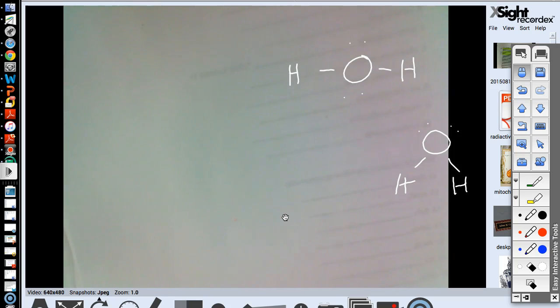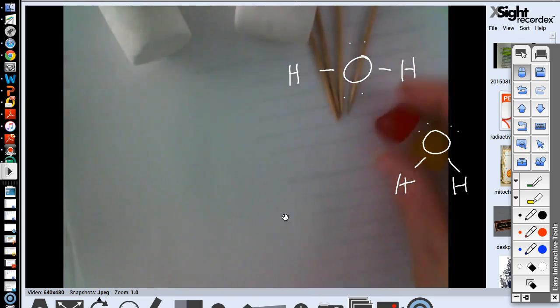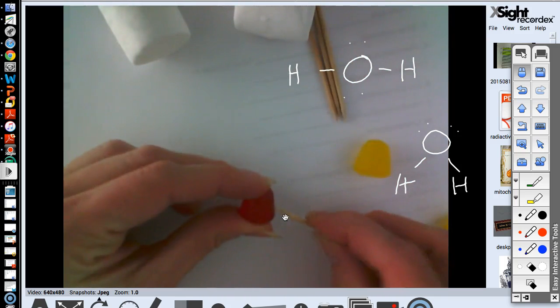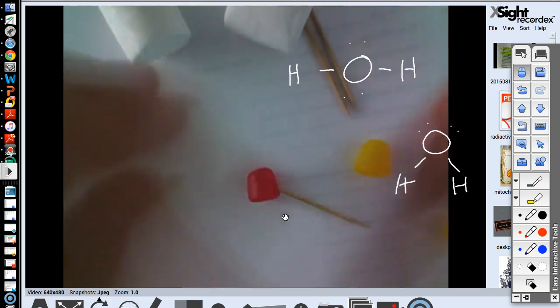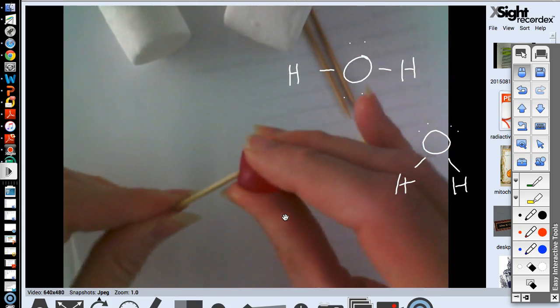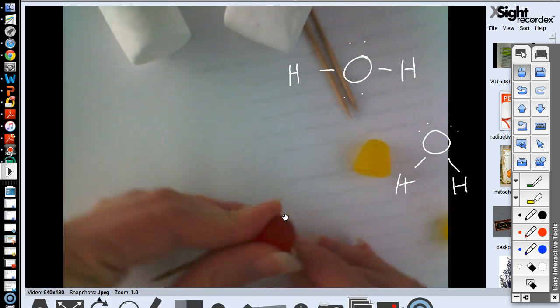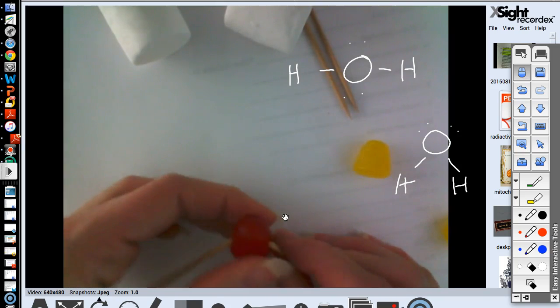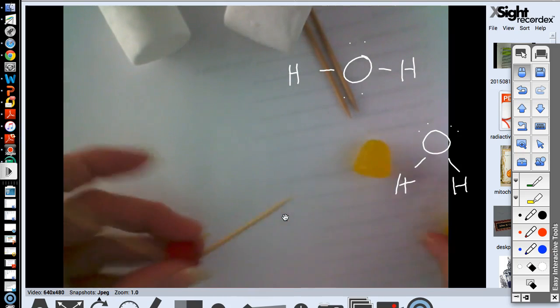So what we're doing now, the easiest way to build this one is you're going to make a little angle, like a Mickey Mouse. Everybody heard, have I told you that water looks like Mickey Mouse? I'll show you how it looks like Mickey Mouse in a second.